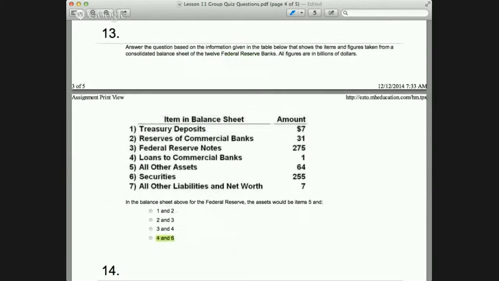Yep. Then number 13, I chose 4 and 6. Yep. Which I felt like that was pretty obvious. Yeah, it was really easy. Yeah, and then number 14, the main tools that the Fed can use to alter the reserves of commercial banks are the required reserve ratio and the following, except I chose exchange rate because that's pretty easy as well to figure out. Yeah, that wasn't even in there.